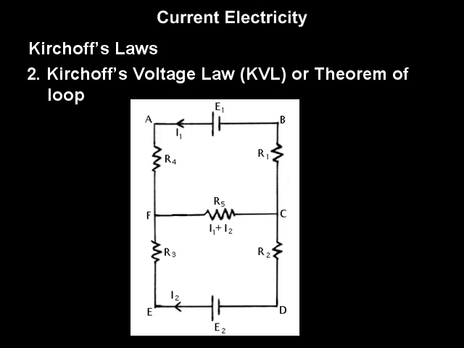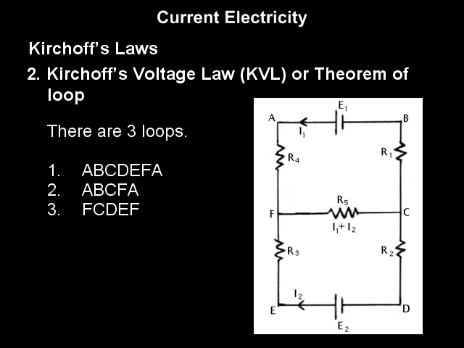The figure shows a network containing two cells of EMF E1 and E2 and 5 resistors of values R1, R2, R3, R4 and R5 respectively. The circuit contains 3 loops, that are A, B, C, D, E, F, A. The second one A, B, C, F, A, and the third one is F, C, D, E, F.